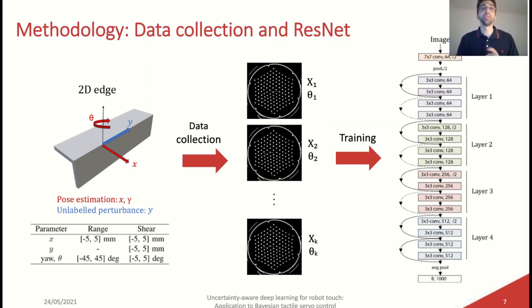About the methodology followed, it was necessary to first train a deterministic ResNet. In this case, we had to gather a set of different tactile images, each one characterized by its x displacement, which corresponds to this one, and the rotation corresponding to this one. And we have also added unlabeled perturbations, in this case over the y displacement. This has been done to generalize over continuous tactile motion.